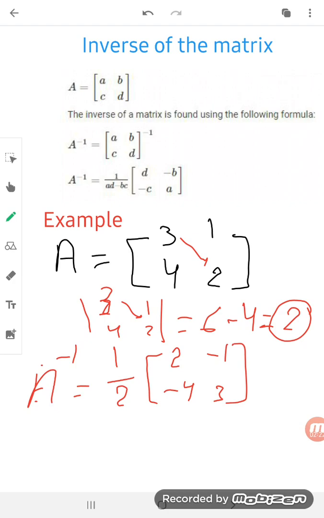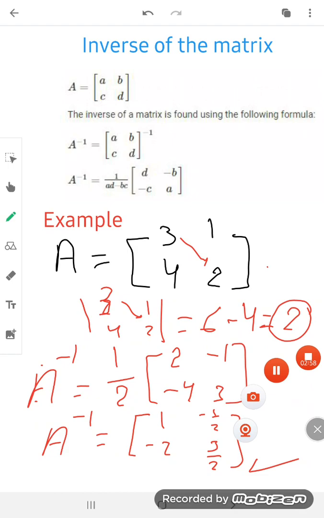After that, multiply this constant 1 over 2 by the matrix, so the inverse of this matrix equals: 2 multiplied by 1 over 2 equals 1, -1 multiplied by 1 over 2 equals -1 over 2, -4 multiplied by 1 over 2 equals -2, and lastly 3 multiplied by 1 over 2 equals 3 over 2. So this matrix is the inverse of the matrix A.